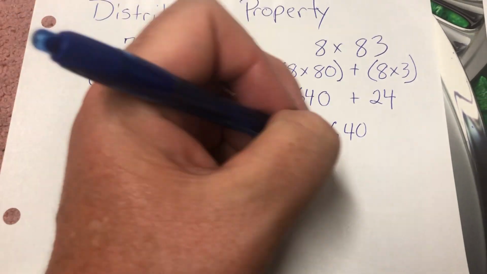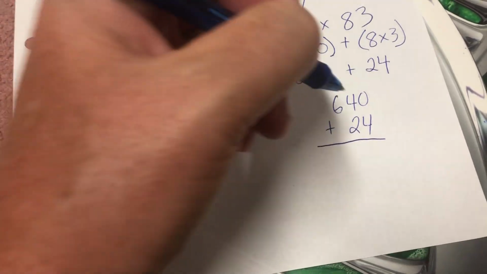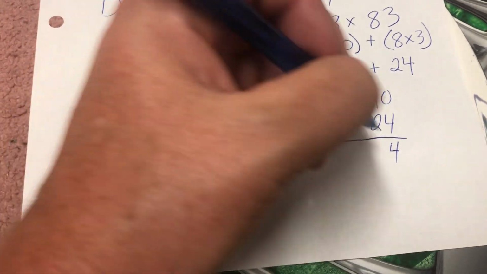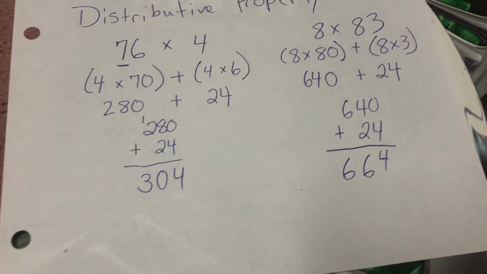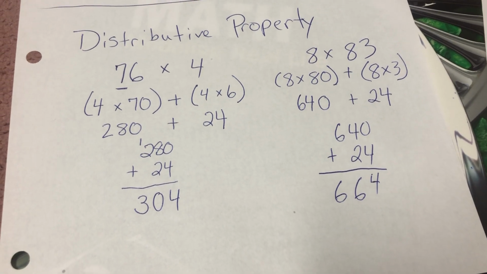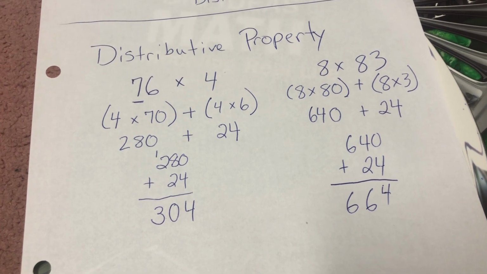I go ahead and add those. 640 plus 24. 0 plus 4 is 4. 4 plus 2 is 6. 6 and nothing is 6. I get 664. So that's the distributive property.